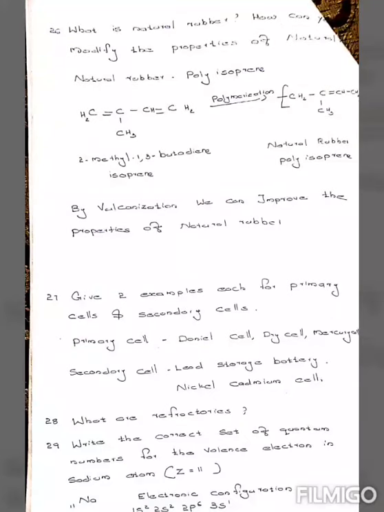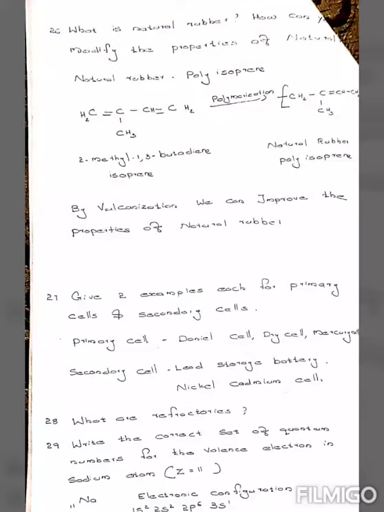What is natural rubber? How can we modify the properties of natural rubber? Answer, natural rubber is polyisoprene. The structure is 2-methyl 1,3-butadiene. By polymerization, we get natural rubber, polyisoprene. By vulcanization, we can improve the properties of natural rubber, that is by adding sulfur and zinc oxide.